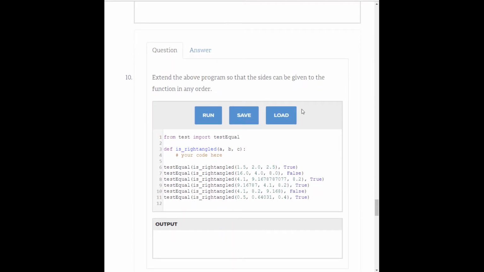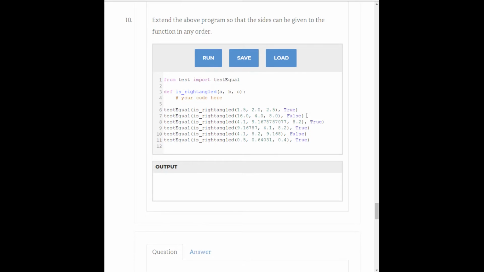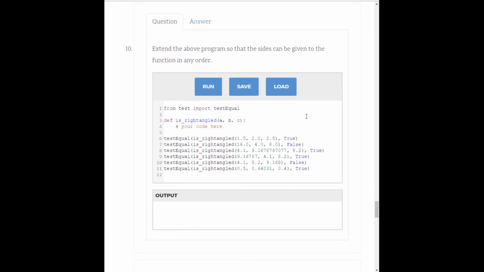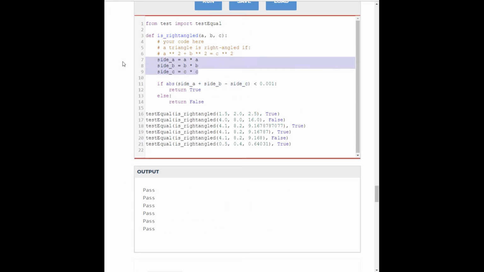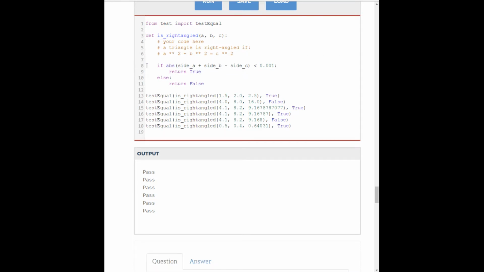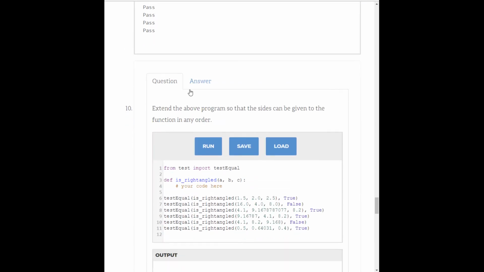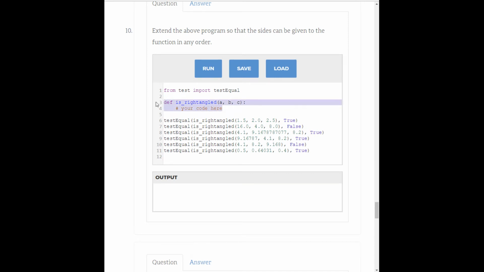So let's look down here. In number 10, it's asking us to extend the above program so that the sides can be given to the function in any order. So this basically works the same way, right? And let me get rid of this extra junk here. And we'll just take this as it is, actually. So, and pass that right into here.